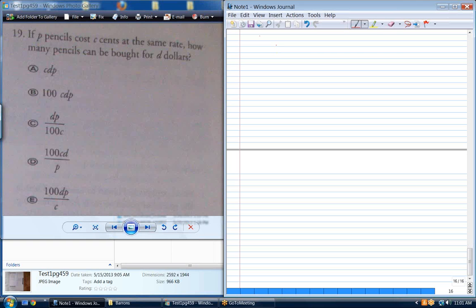In other words, if I say 10 pencils, P is 10, C is going to be 2 cents each. How many pencils can be bought for $3? D is $3. You can figure that out in your head, I'll bet. Actually, I'm sitting here staring at it at the moment. Let's see. If I bought 10 pencils at 2 cents each, it's going to be 20 cents. How many can you buy for $3?